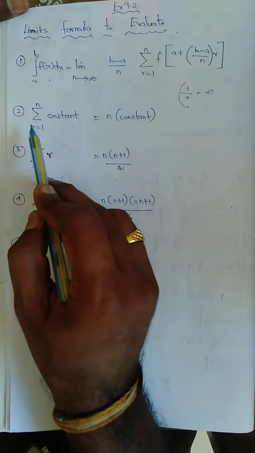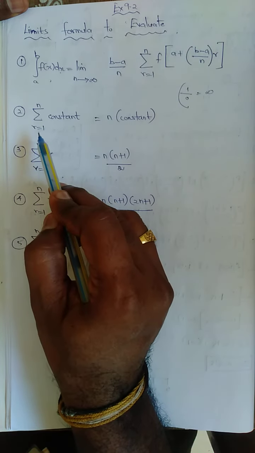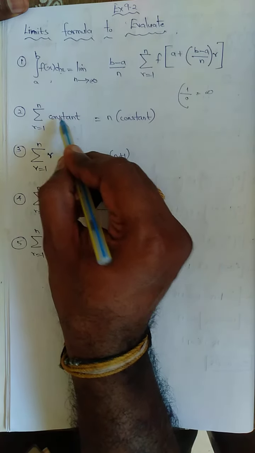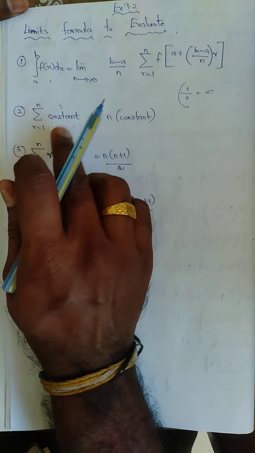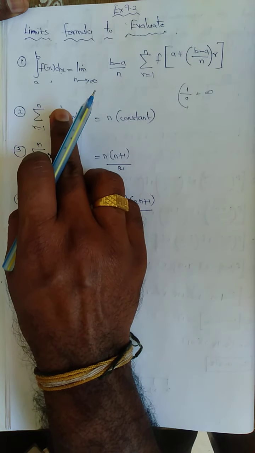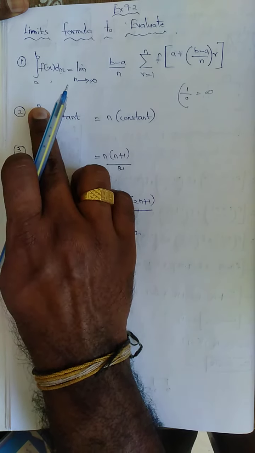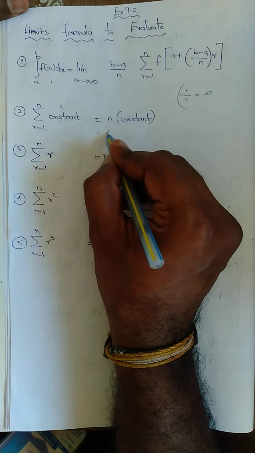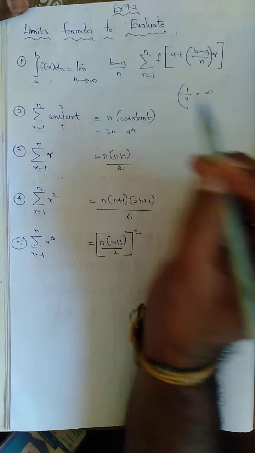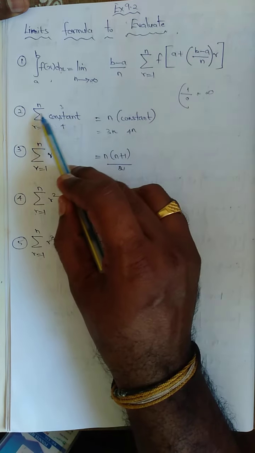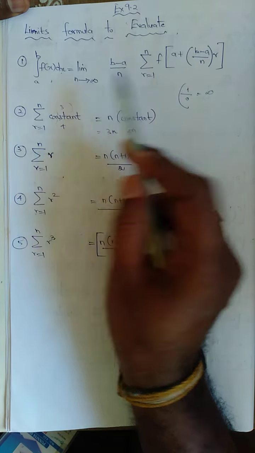Next, sigma r equal to 1 to n, or you can say summation of r equal to 1 to n, of any constant: you multiply n into the constant. Suppose I take 3, 3 is one of the constants. Summation of r equal to 1 to n of 3 we can write as 3n. Suppose I take 4, you can write 4n, constant into n, that's all. If a constant is present in the sigma, I can multiply 3 into n, or 4 into n.